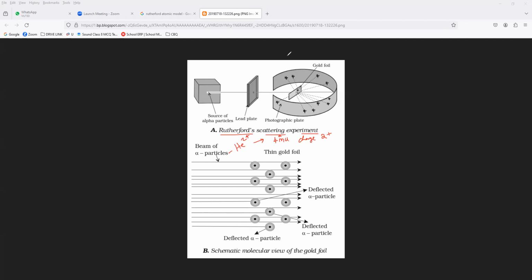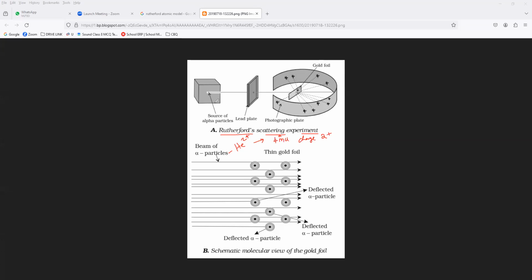Okay. Now Lakshana has a doubt in yesterday's second point. What is your second point? She's saying a few alpha particles were deflected with small angles and a few with large angles. Yes, Lakshana, we are going to discuss it now. So let us start with the experimental setup, the alpha rays scattering experiment.